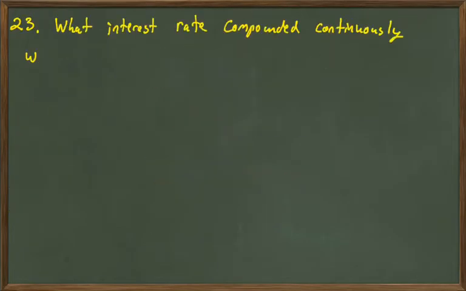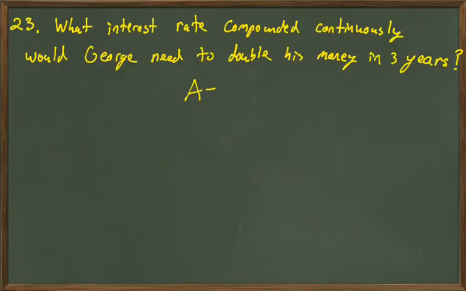So again, we'll try to speed this up a little bit. So we got George's problem here. What interest rate compounded continuously would George need to double his money in 3 years? So it does have the compounded continuously. So continuously is A equals Pe to the rt. Your amount, we don't know. It's not given to us. Principal is also not given to us, so they don't give us any money values. r is what we're actually trying to solve for, and time is given to us as 3 years. So r is what we're trying to solve for, so that's our question mark.